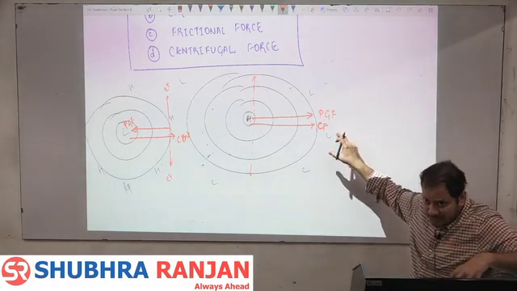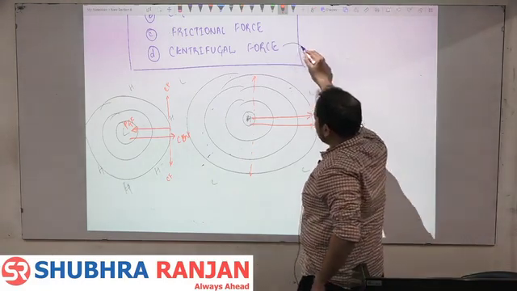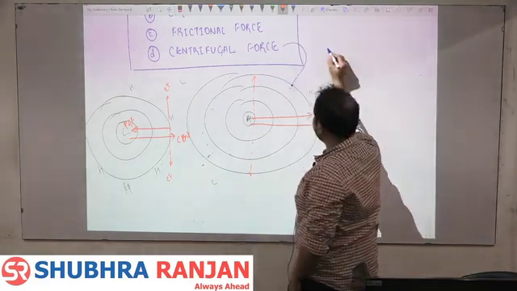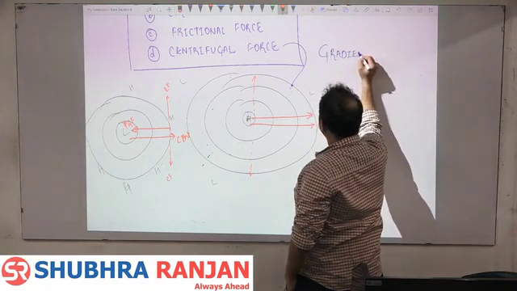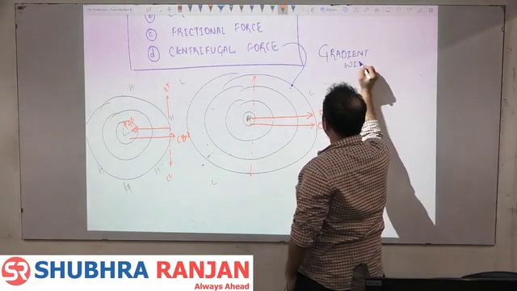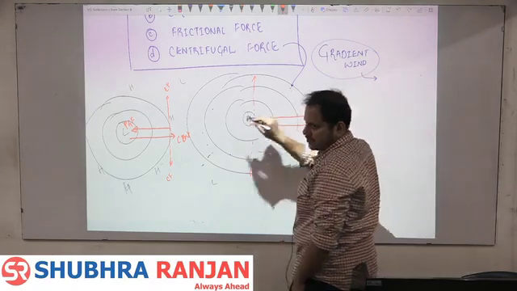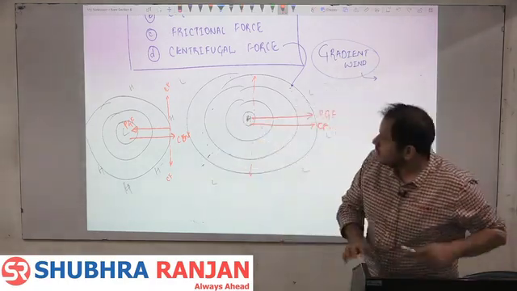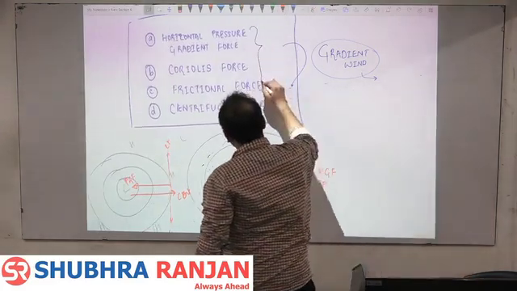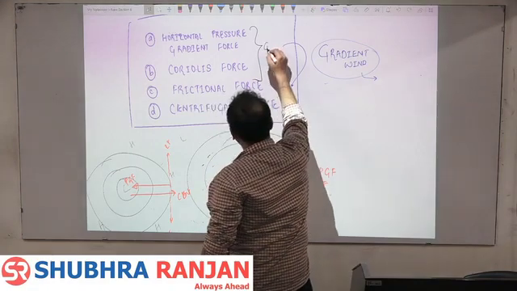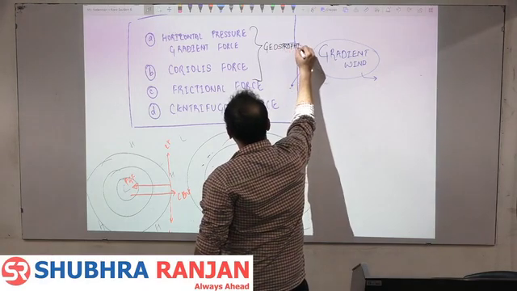With these two points, when all these forces are applied to the wind, we will call it gradient wind, for example in anticyclones and cyclones. When these three forces are acting, it is gradient wind. When only two forces are acting, we will call this geostrophic winds.